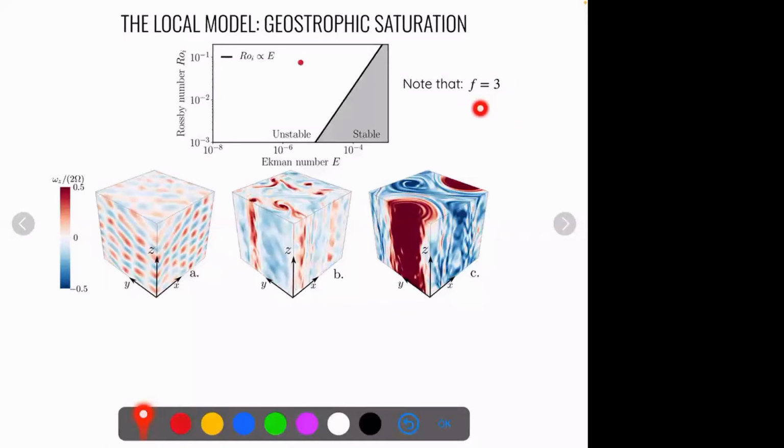Okay, so initially you see the waves, the inertial waves that are growing, except that this time they take the form of plane waves.